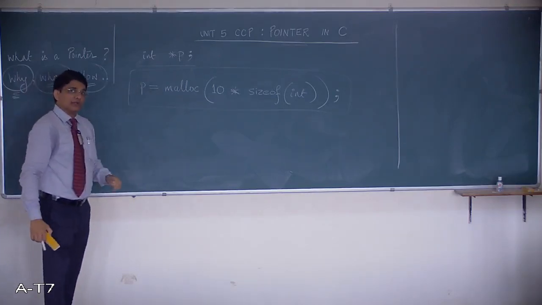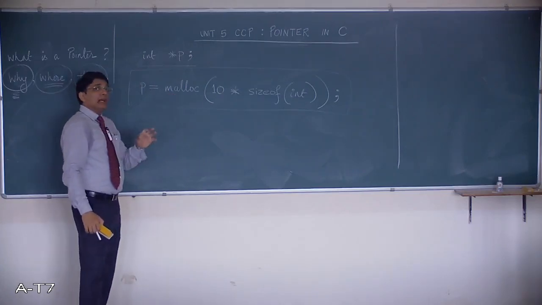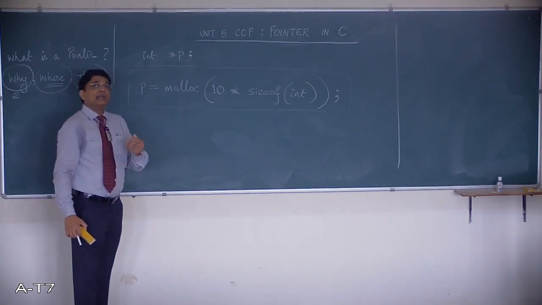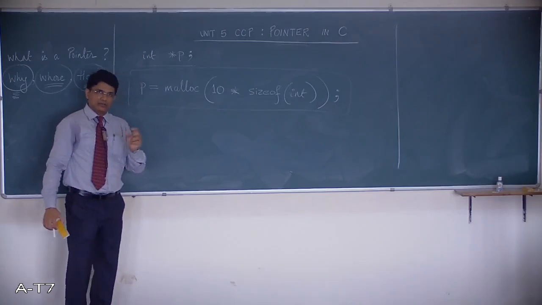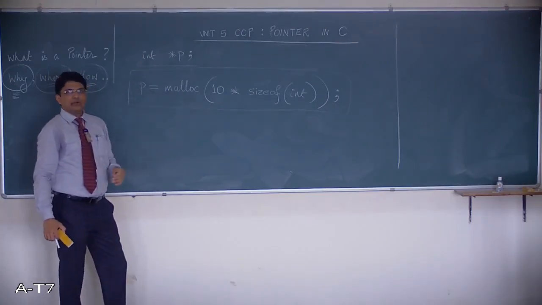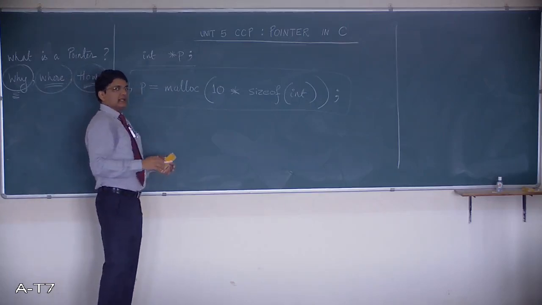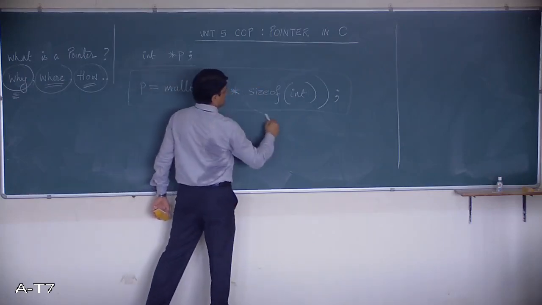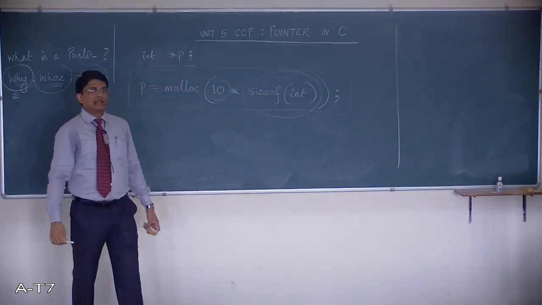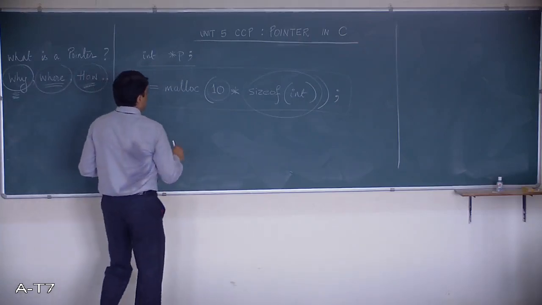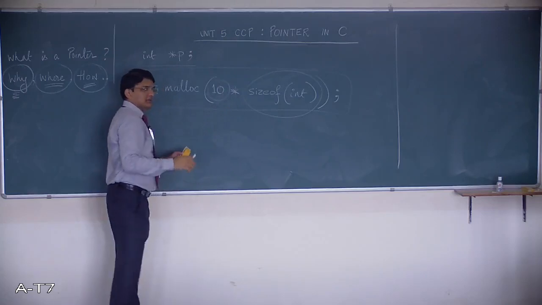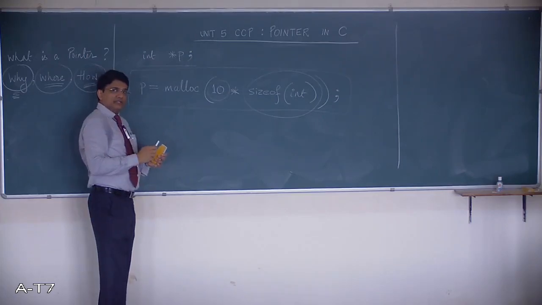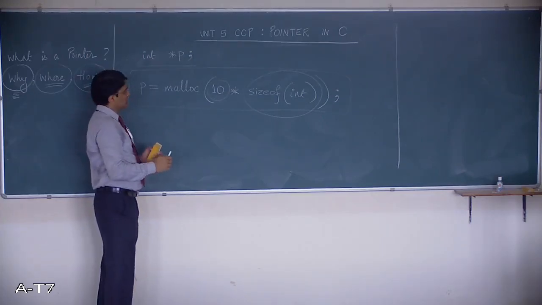Next statement is a fairly new statement for you, which is the malloc statement. This is pronounced as malloc, memory allocation. Memory allocation, popularly called the malloc statement. It has got two arguments. This is the first one, and this is the second one. Basically it boils down to one value. How much memory should be allocated?